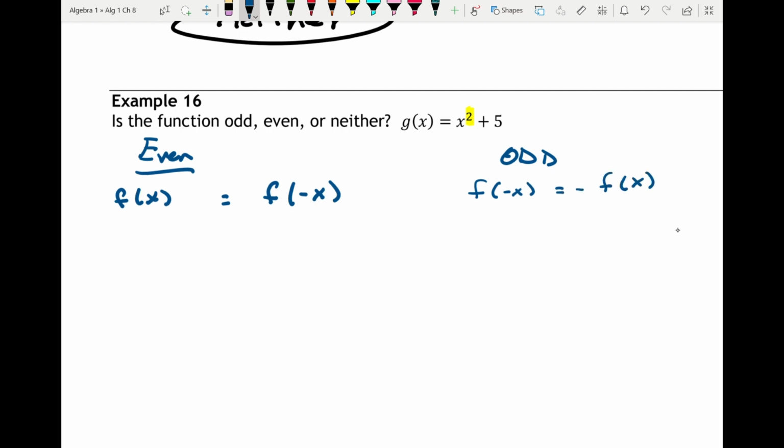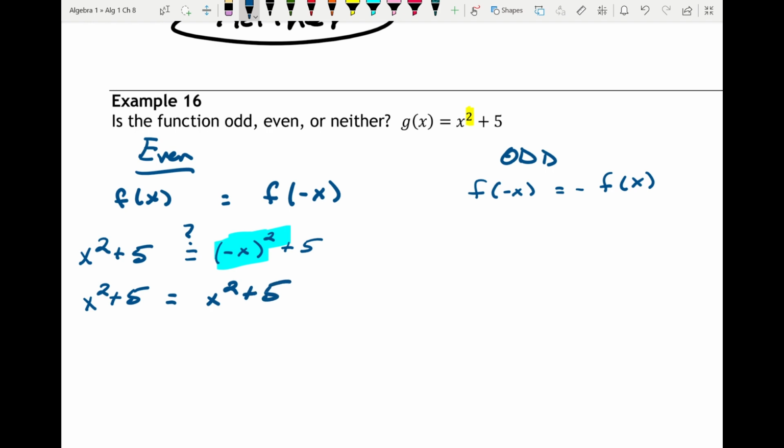So for the even section, first off, we just have plain old f of x. f of x I can just copy down, x squared plus 5. And I want to see, is that equal to f of negative x? So anywhere there was an x, I'm going to put some parentheses and a negative x inside. So I'm going to say negative x squared plus 5. The left side can just stay the same. Now the right side, this negative x squared, that's the same thing as positive x squared plus 5. And right there we have an equivalent statement. So this is going to be an even function.